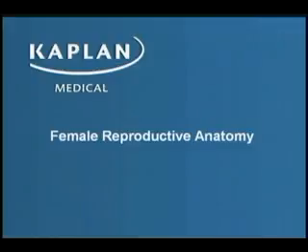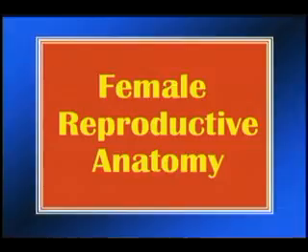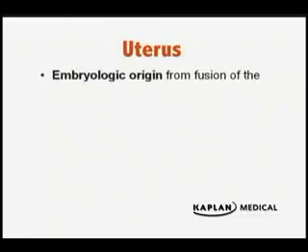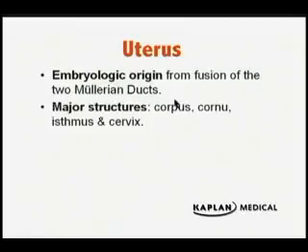Now, you know a lot of this already. We'll just review it for the clinical topics that we will talk about later on. We start out with the uterus. Embryologically, it has its origin from fusion of the two Mullerian ducts, as you will remember. We'll talk about that in some detail later. Various anomalies because of failure of fusion of the Mullerian ducts.